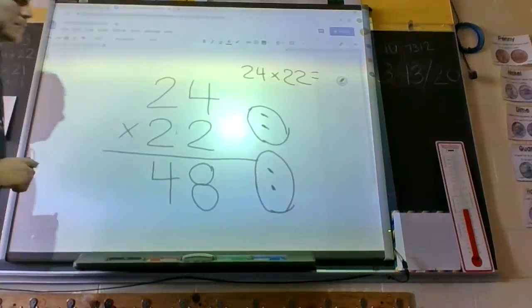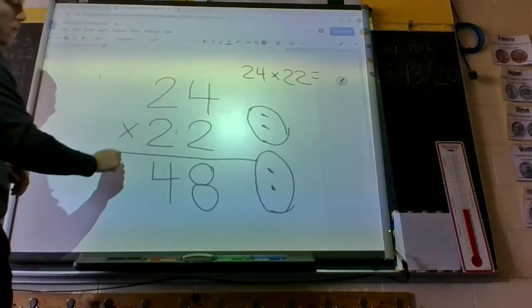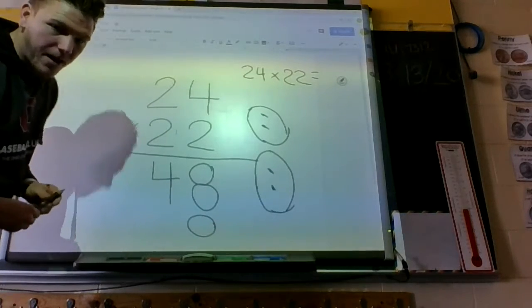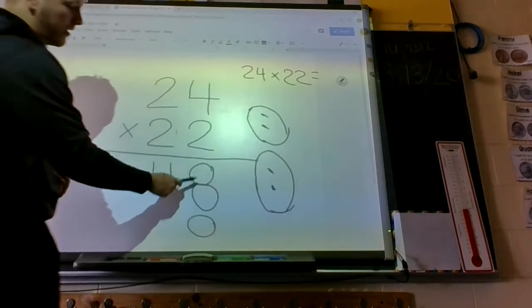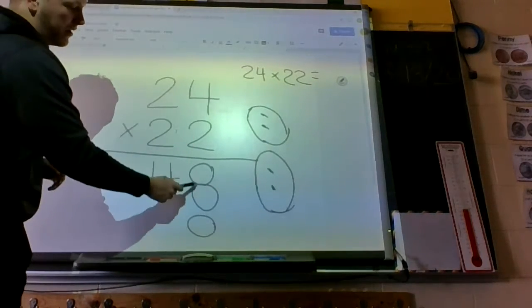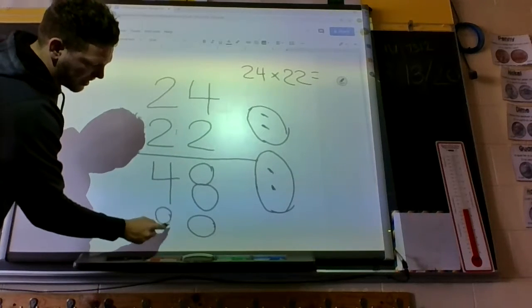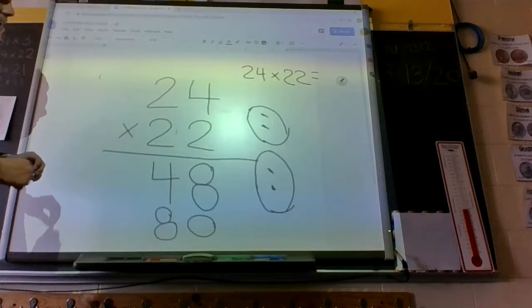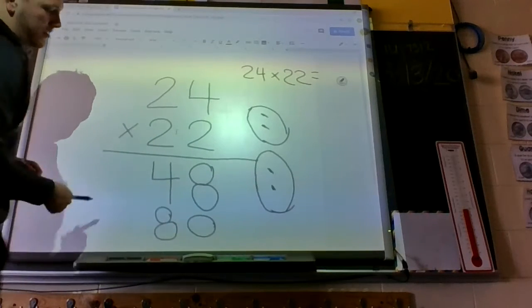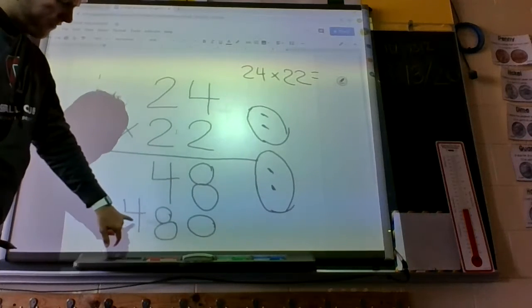You got it. And now since we're moving to this 2 and we're moving over 1, we're going to put a 0 right here. It's just called a placeholder, okay? Just a placeholder. And now we're going to do 2 times 4 again. Well, we knew 2 times 4 here was 8. So we're going to put an 8 here. And then we have 2 times 2. Well, everyone knows 2 times 2 is 4. So now we have 48 and we have 480.